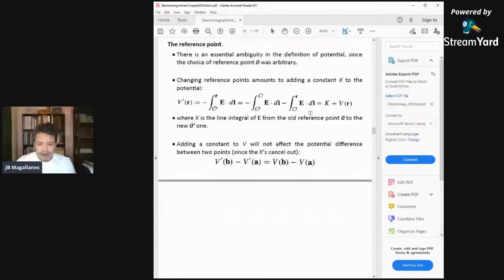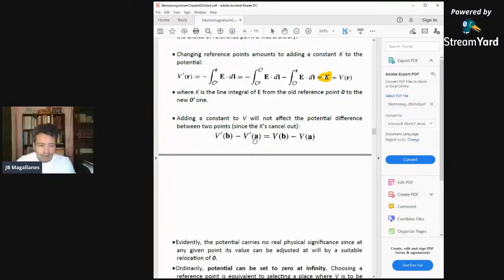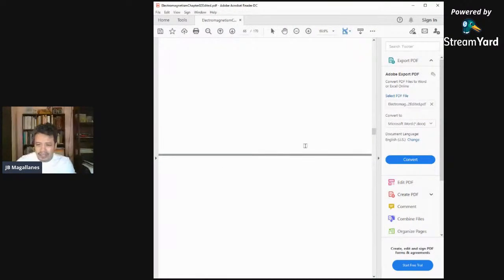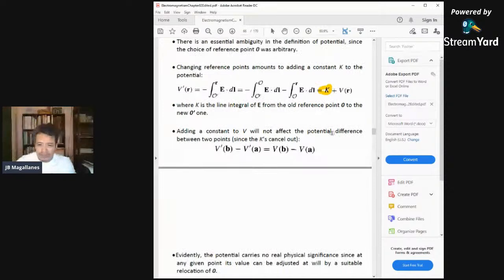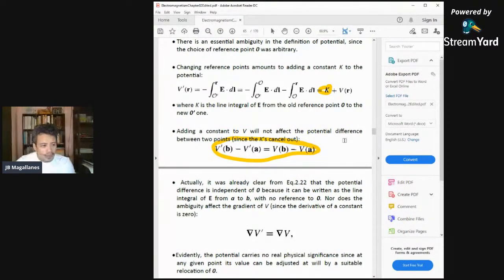So if you go from V prime B, you will have a K here, and V prime of A will also have a K. So if you subtract, K plus VB minus K minus VA, the potential difference would just be the same because the constant will cancel. So it doesn't matter which point is your reference point if you're getting the potential difference, because the potential difference does not care about the reference point. But the electric potential cares about the reference point, but the potential difference does not. Okay.